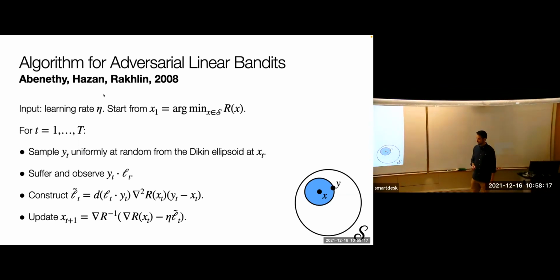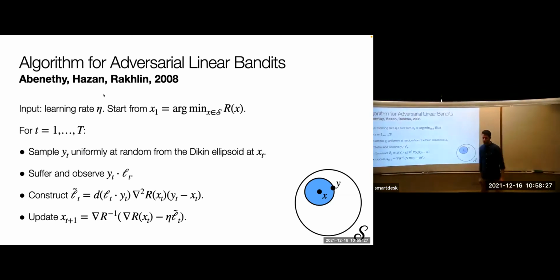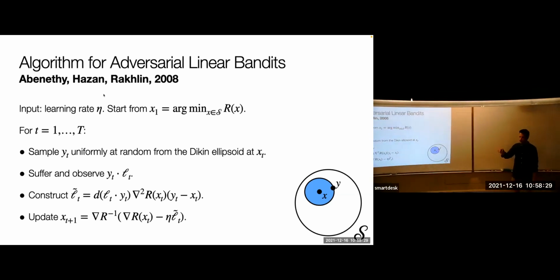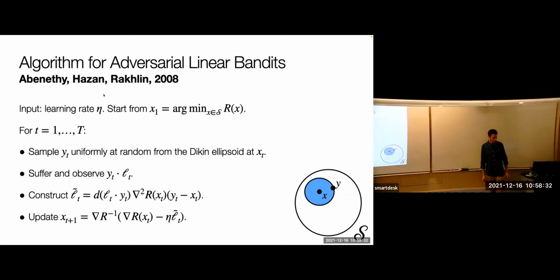Don't worry about this quantity. I'm going to show you why it's unbiased on the next slide. Once I have this estimate, I can do the mirror descent step using the estimate of the loss. Even if this estimate is unbiased, it's not clear why this should work, right? Even if it's unbiased, it can be very, very large. But as you will soon see, it will still work out.